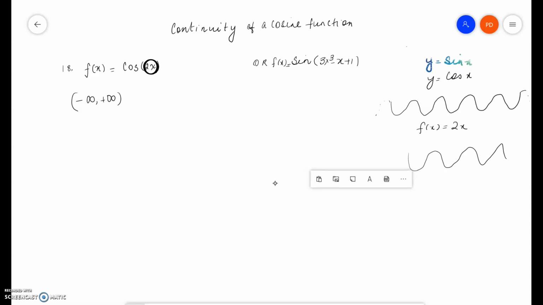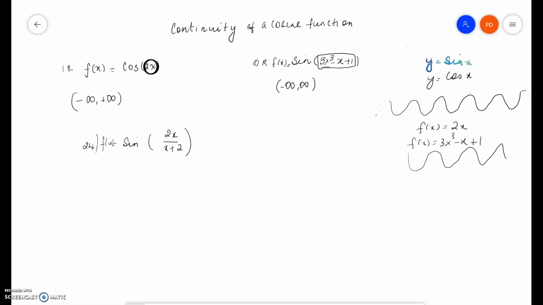Now, if we look at the next function, which is sine of 3x cubed minus x plus 1, since sine is a continuous function, we need to just look at the inner function, which is the function 3x cubed minus x plus 1. Again, that's a polynomial function which is continuous everywhere. So therefore, the continuity of this function is from negative infinity to positive infinity.